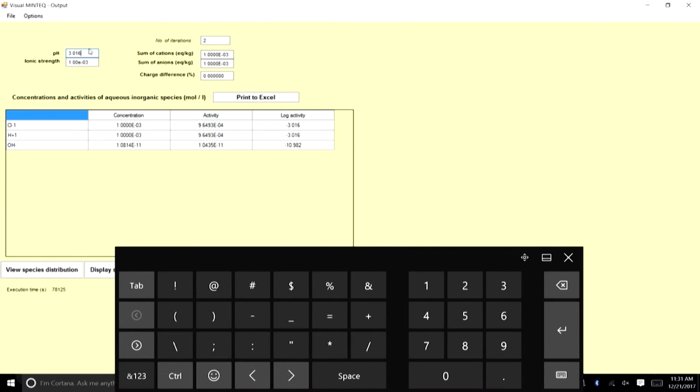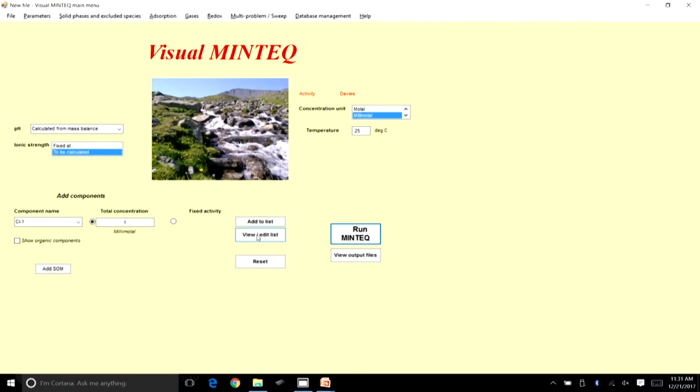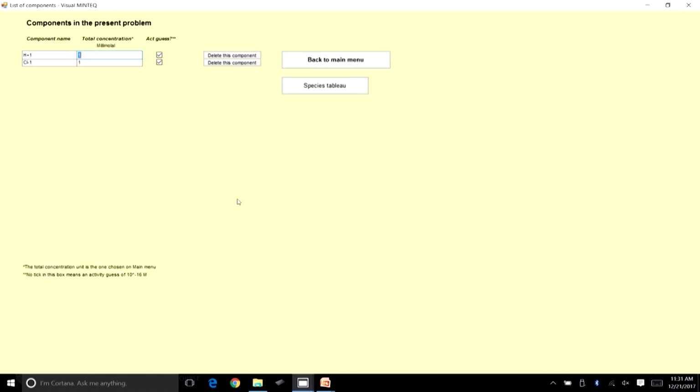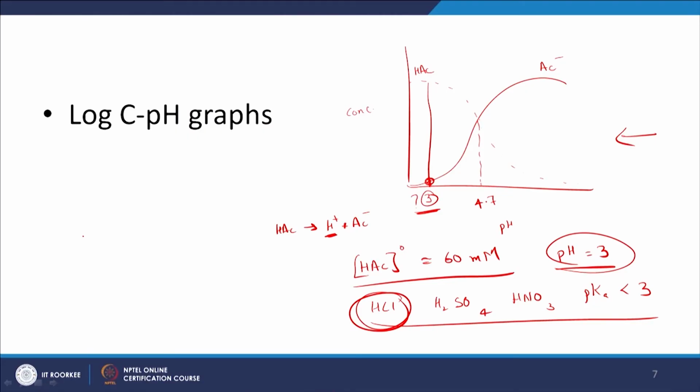Same case, let's try it out with H2SO4 and HNO3. So I'm going to go back to the main menu here and edit the list. It's not going to be Cl minus anymore. Back to menu, H2SO4, right? Okay, so this is one thing we need to look at here. Now let's say I'm adding H2SO4. How is it going to change?